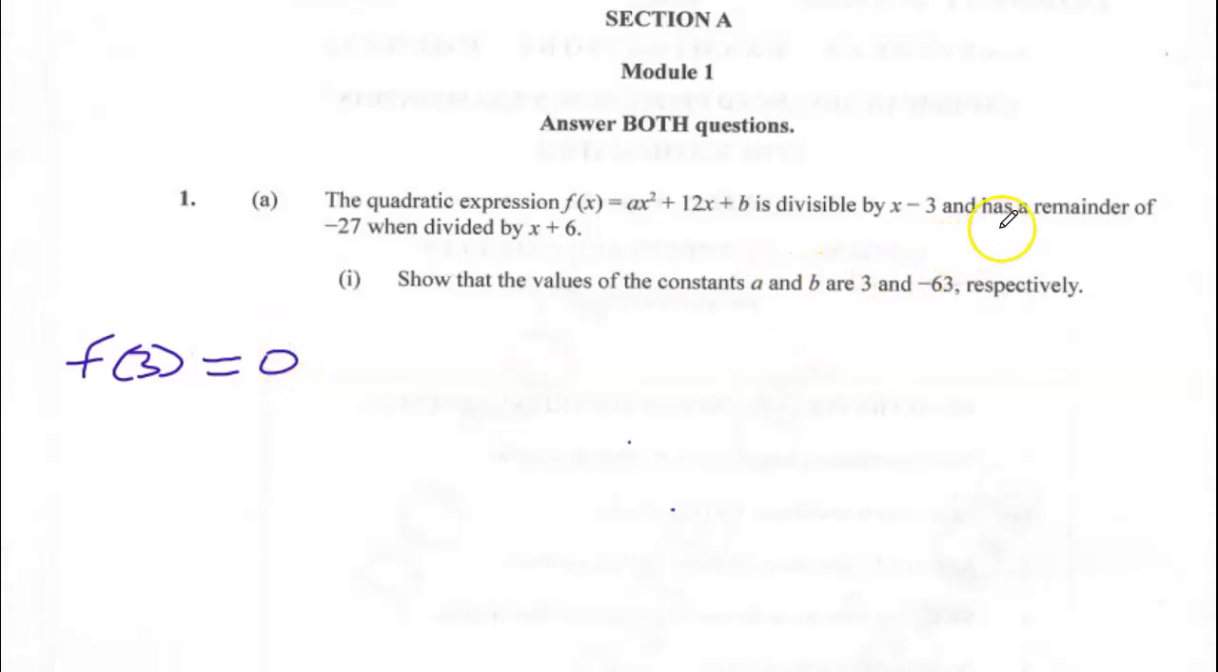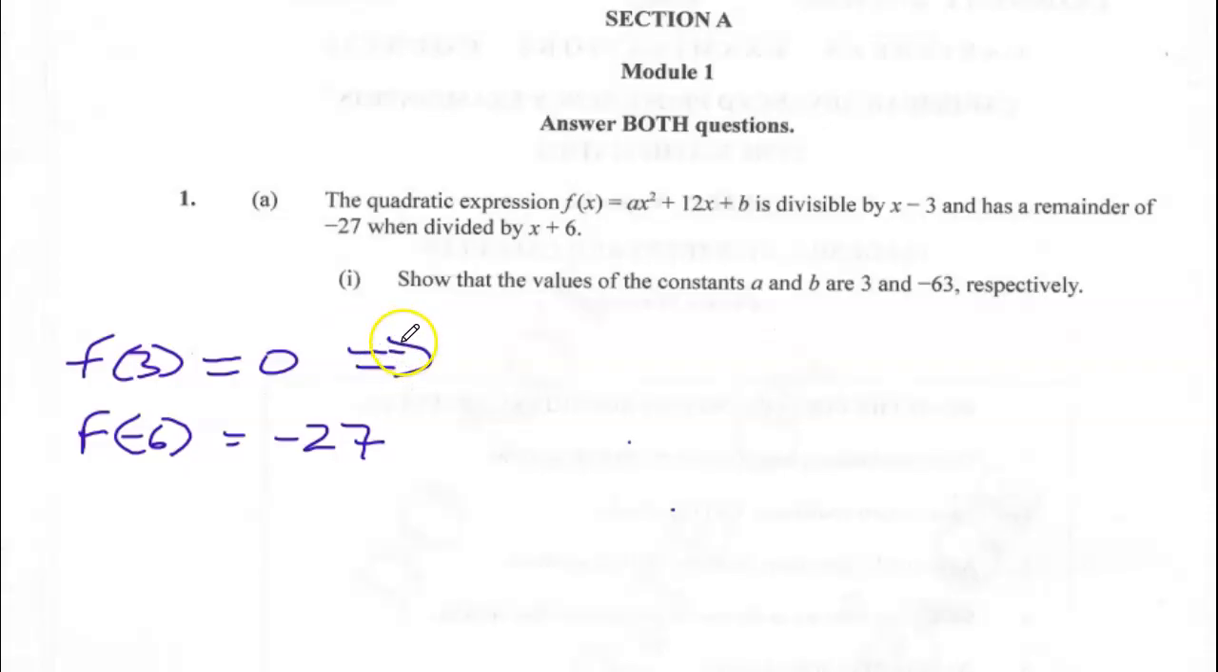And the function has a remainder of minus 27 when divided by x plus 6, which means that f of minus 6 equals the remainder, which is minus 27. So it's a combination of the remainder and the factor theorem. So now in that quadratic expression, we're going to replace x with 3, and then in the other one we're going to replace x with minus 6. So let's first replace x with positive 3.